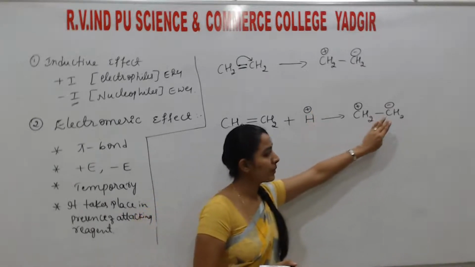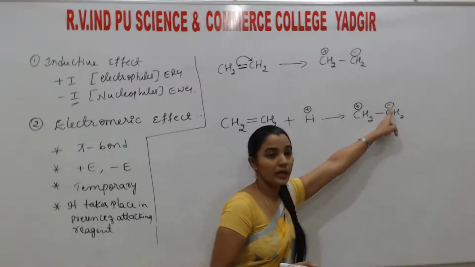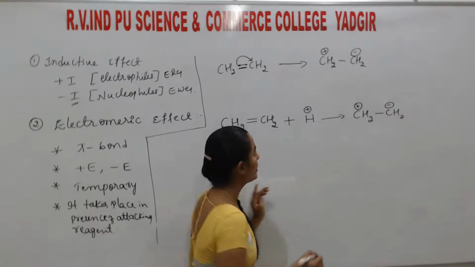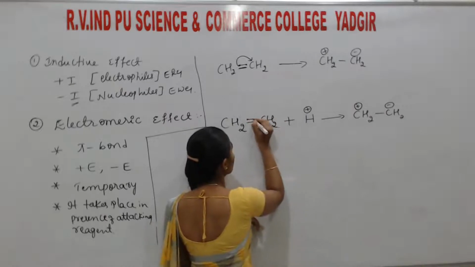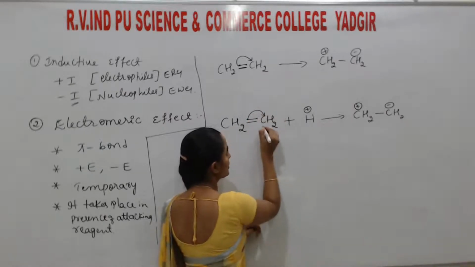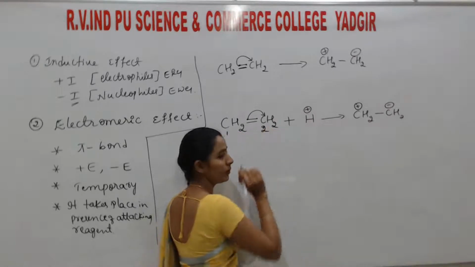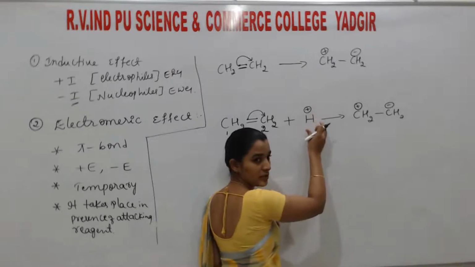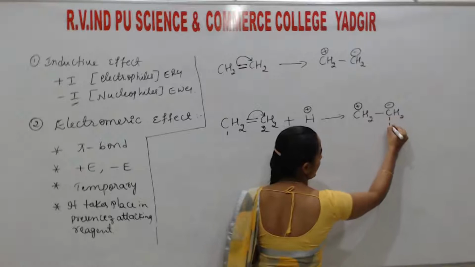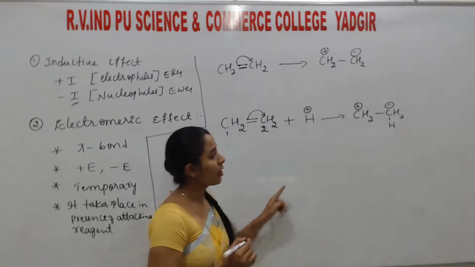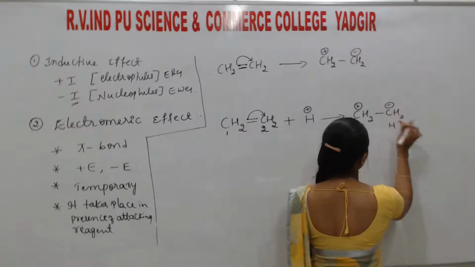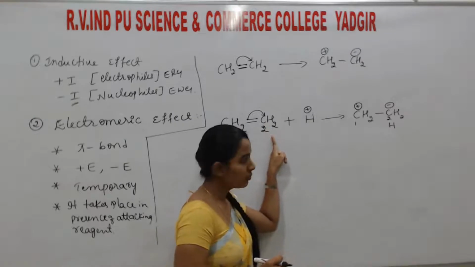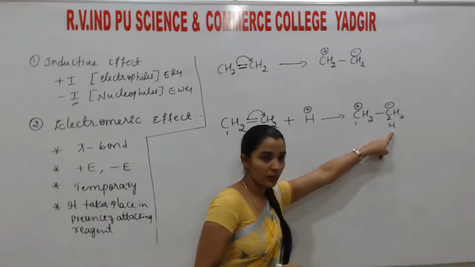Then it goes to which carbon atom? The carbon atom with the minus charge, because plus is always bonded to minus, and minus is always bonded to plus. Understand? So here, electrons also shift towards this carbon. This is carbon number 1, and this is carbon number 2. The electrophile, the species with the positive charge, attacks carbon 2. Electrons are also shifted to carbon 2, and the reagent also attaches to carbon 2.